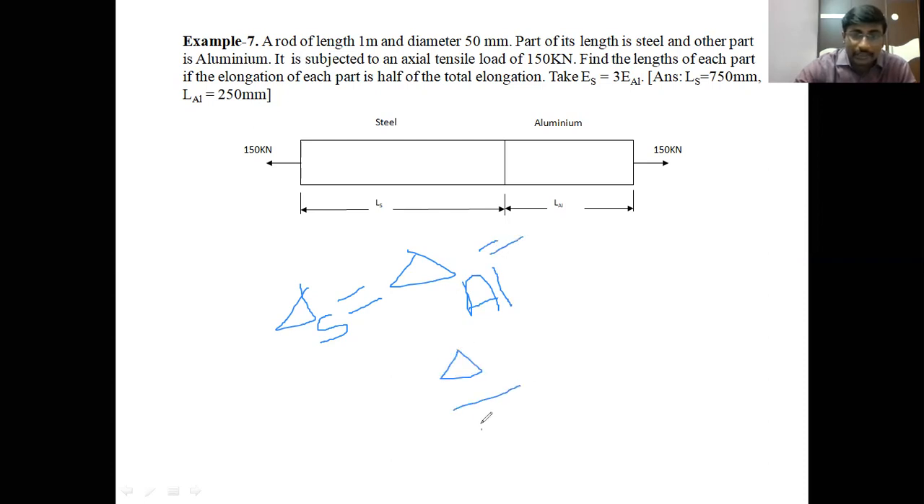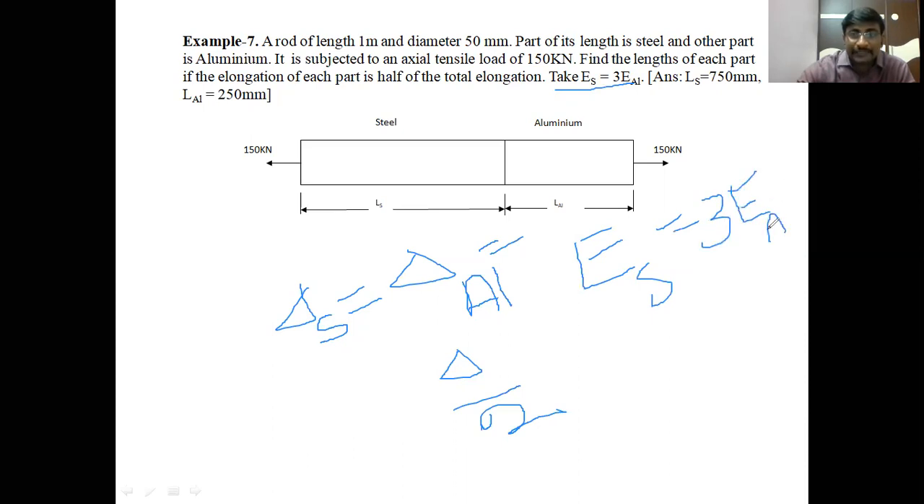Half of the total elongation means delta by 2. Total elongation is delta, which means delta S plus delta L. That is delta S plus delta L by 2. Each part elongates half of the total elongation. Take ES equal to 3 EAL. That means the steel Young's modulus is 3 times the Young's modulus for aluminium.